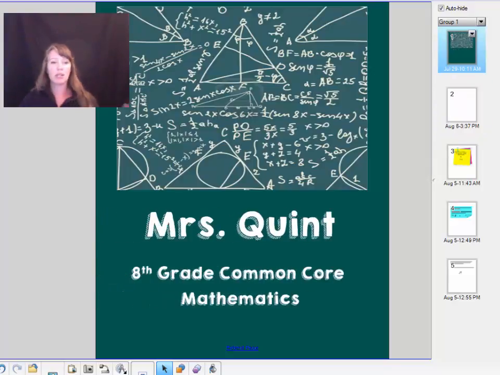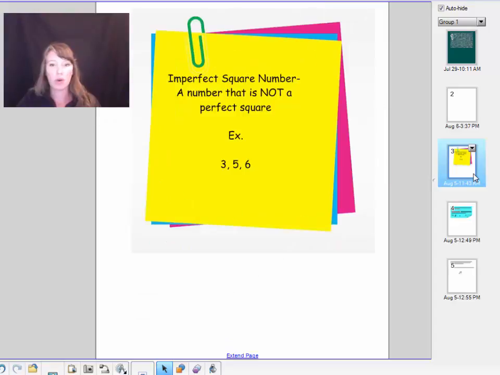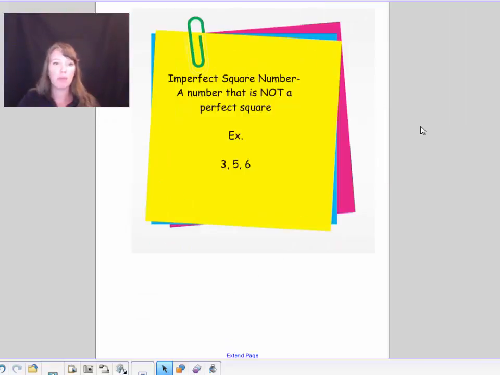Hi, today we're going to talk about imperfect squares and how we can estimate their values. An imperfect square number is a number that's not a perfect square, as you might have guessed from the definition. For instance, 3, 5, and 6 are not perfect squares. Remember, the definition of a perfect square is that it has two identical factors. 3 doesn't have identical factors.